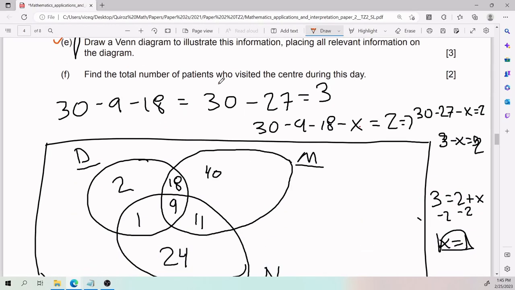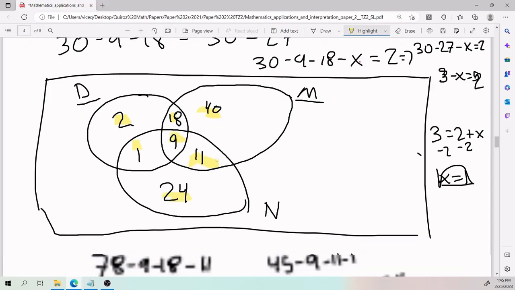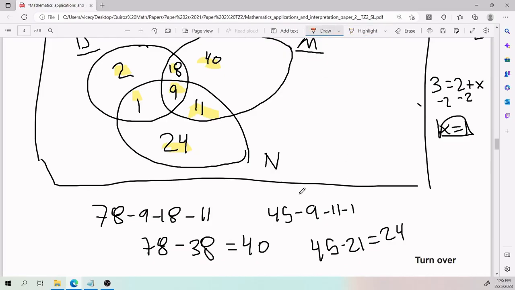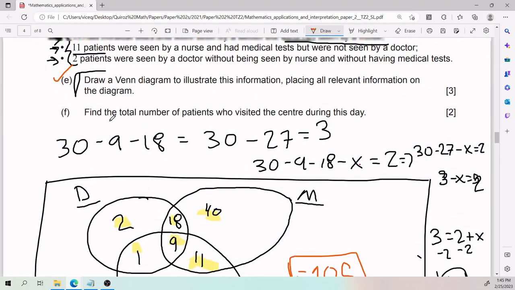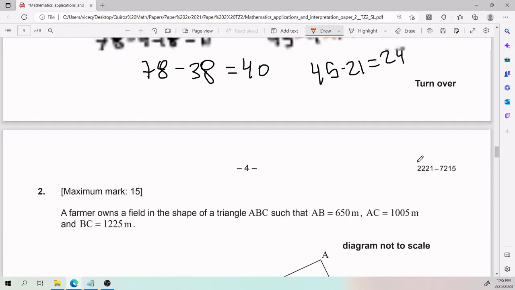Part F is find the total number of patients who visited the center during this day. All you have to do there is add all of these guys up. So we have 2 plus 1 plus 18 plus 9 plus 40 plus 11 plus 24. You put all of that into your calculator and you end up with 105. So all of my guys added up together give me 105. That is for part F and for question 1.